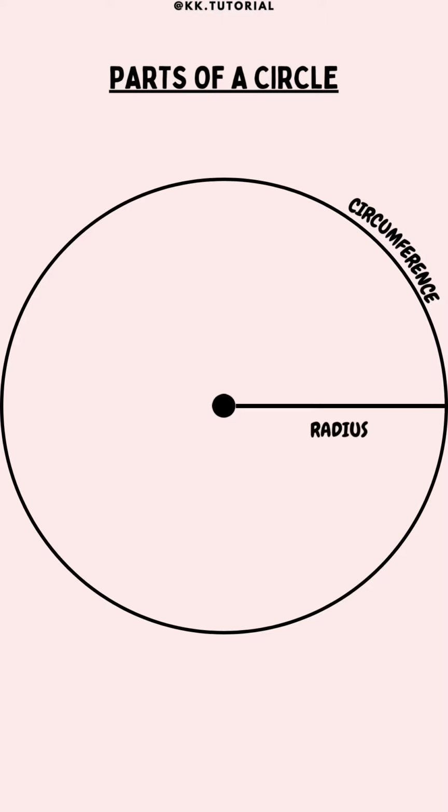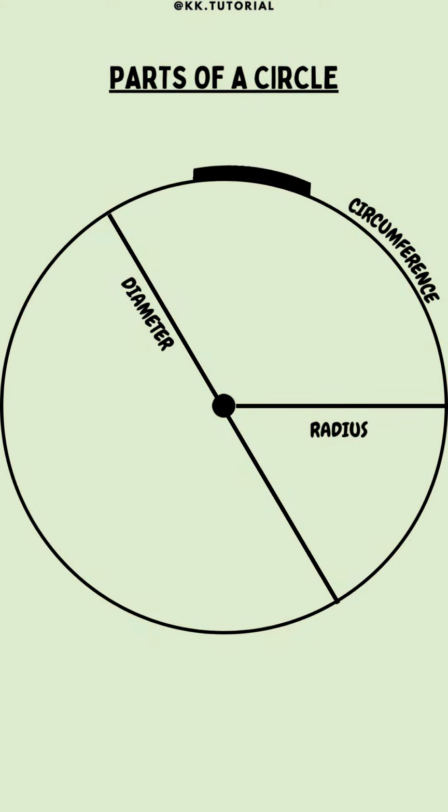It is generally represented by the letter R. The line joining any two points on the circle passing through its center is called the diameter of the circle, and the diameter of a circle is 2 times its radius. The portion of a circumference of the boundary of the circle is called its arc.